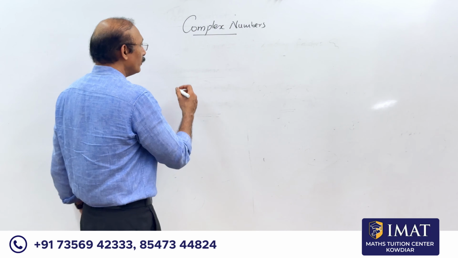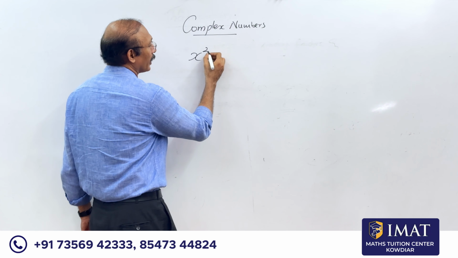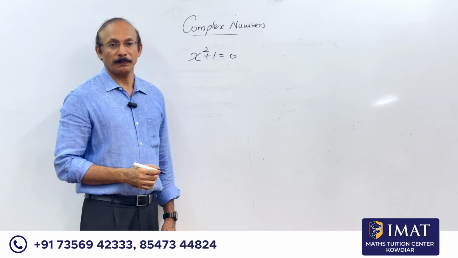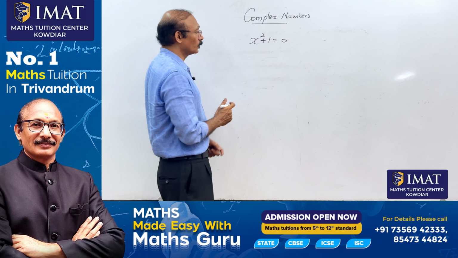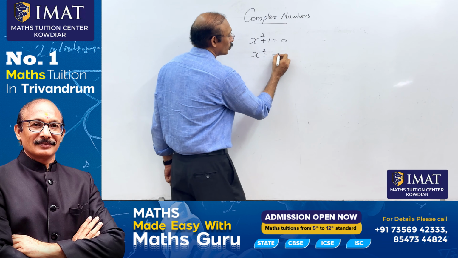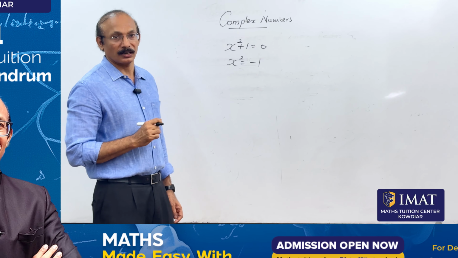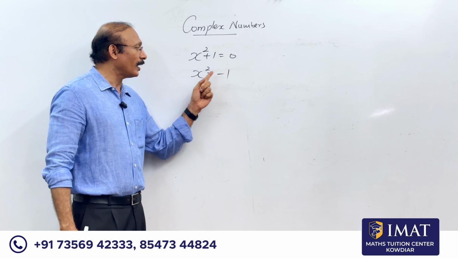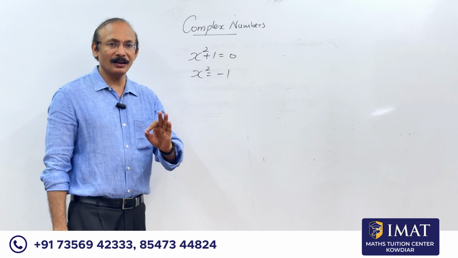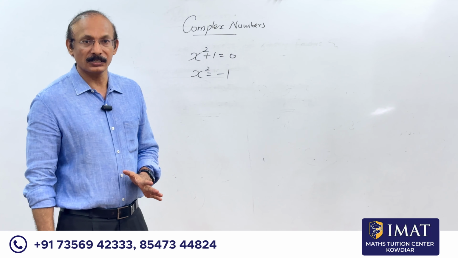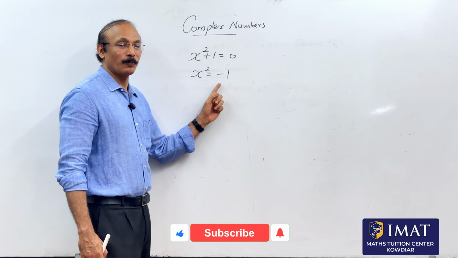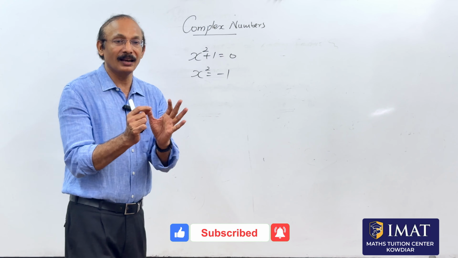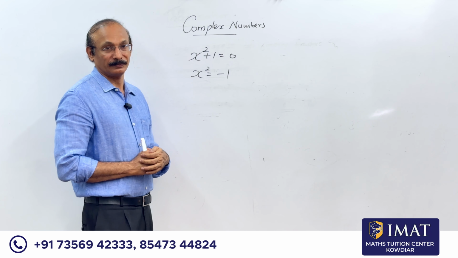Let's see, when we came across an equation like this, x square plus 1 is equal to 0. Then what is x equal to? So we say x square is equal to minus 1. Now there comes a contradiction. What is that? You cannot say any real number whose square is negative. You take any real number and you square it, it will always be positive. So this is not possible when you are dealing with real numbers, which means you cannot say a real number whose square is minus 1.